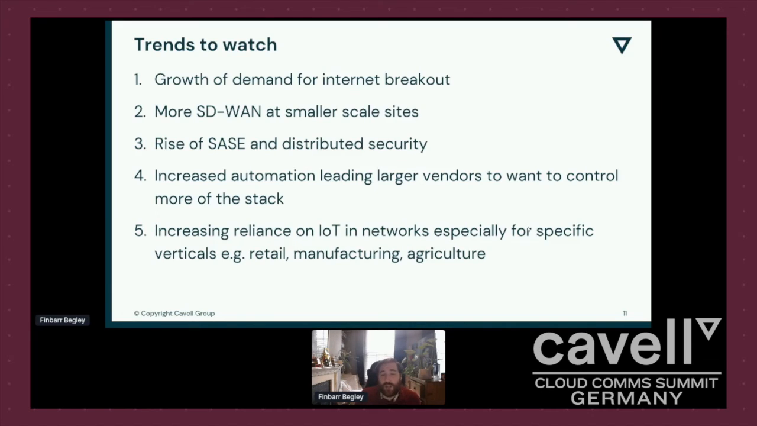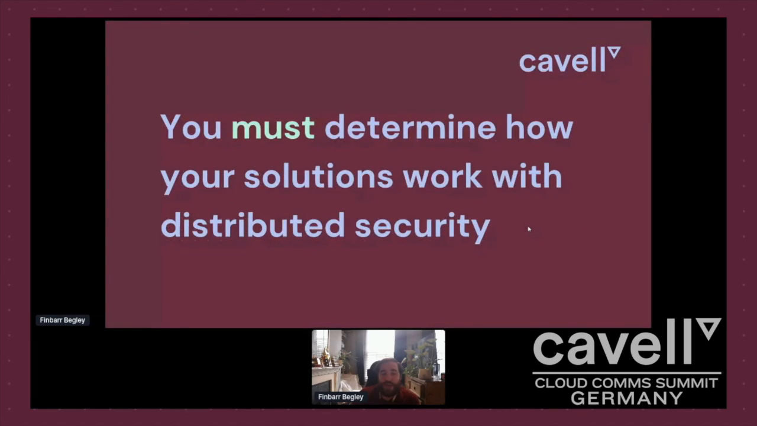That's a huge topic that I could get into in detail in another presentation because I realize I'm running out of time. But essentially, automation means you need more data, and needing more data means you have to control more of the stack. So service providers need to decide how much of the vendor solutions they're deploying, because they'll get a better service from the increased automation, but they'll also give up more of what's happening. And then increased reliance on IoT, especially for certain verticals.